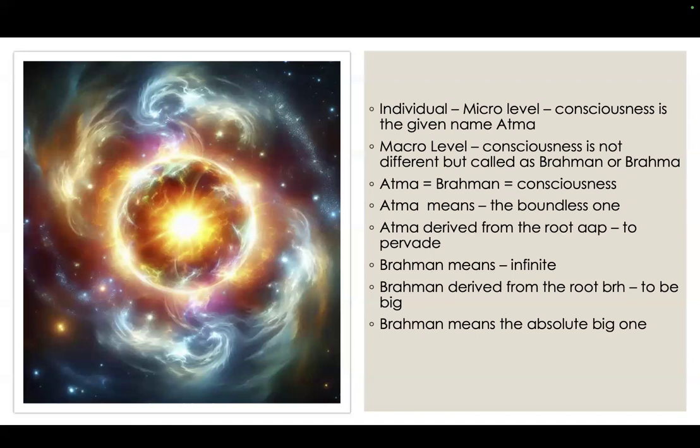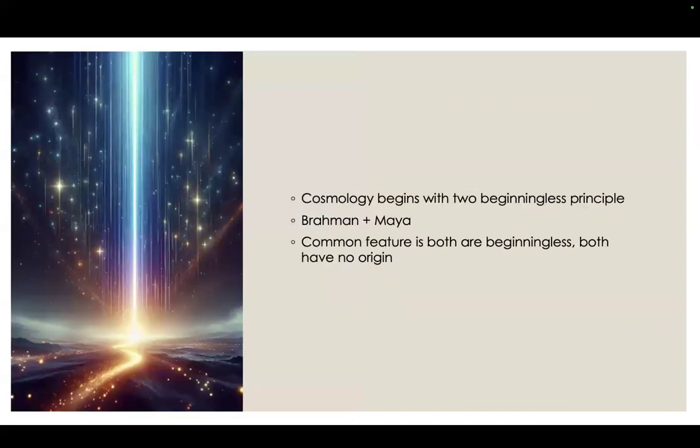So, in Sanskrit, Atma is derived from the root ap, to pervade. That is, it is everywhere. And Brahman, the actual meaning of Brahman is infinite, whereas in Sanskrit it's derived from the root bra, which means to be big. That is, Brahman means the absolute big one. Because Atma is confined to the name of each individual, we call it consciousness as Atma. The absolute big one has to be a big one. So it is called Brahman.